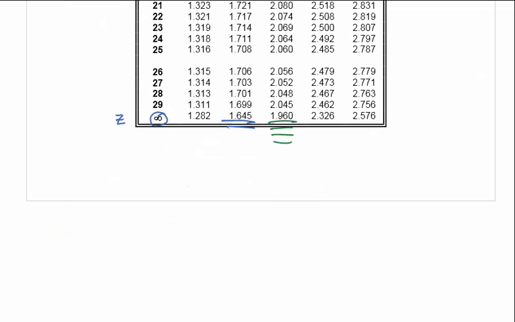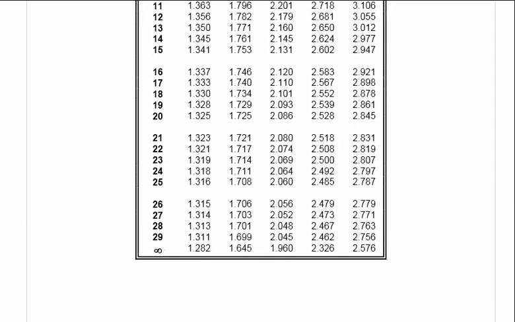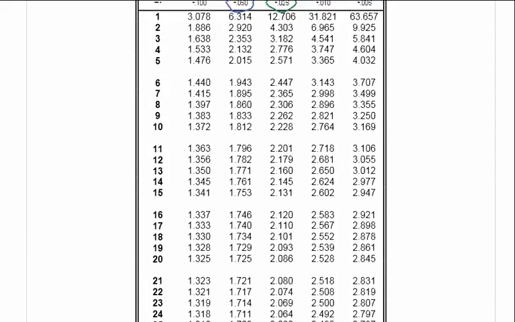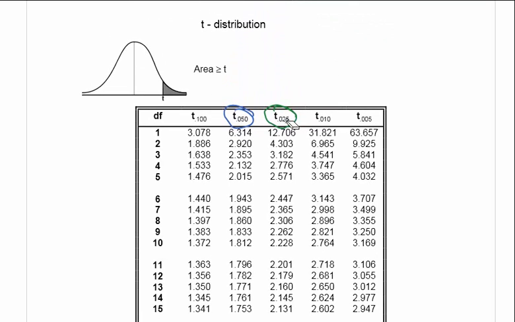So go back to our tables. And I'm going to clear out some of this stuff. In the past we were using the infinity because it's going to be really close at infinity to the normal, but actually the rest of the table is our t values. Notice the first column is df, our degrees of freedom. We said there were 14 degrees of freedom.